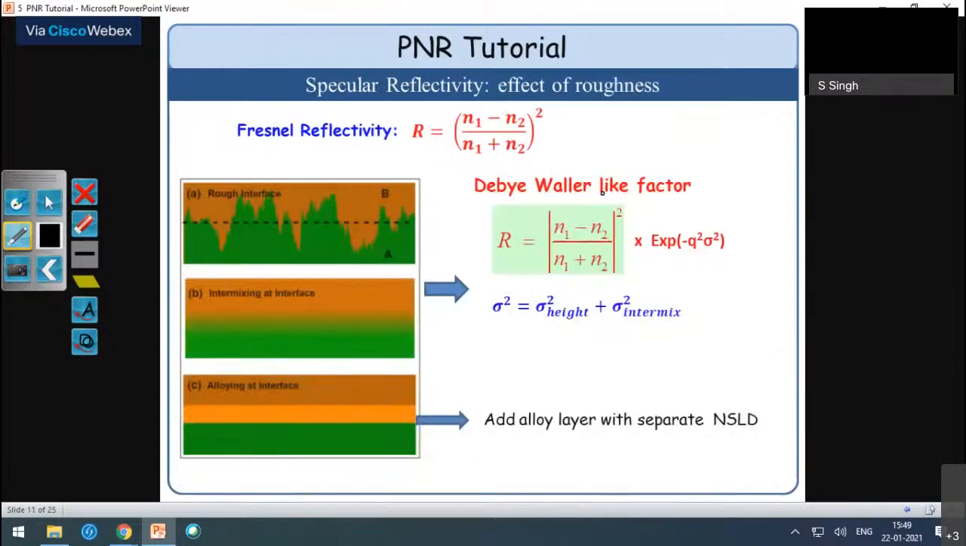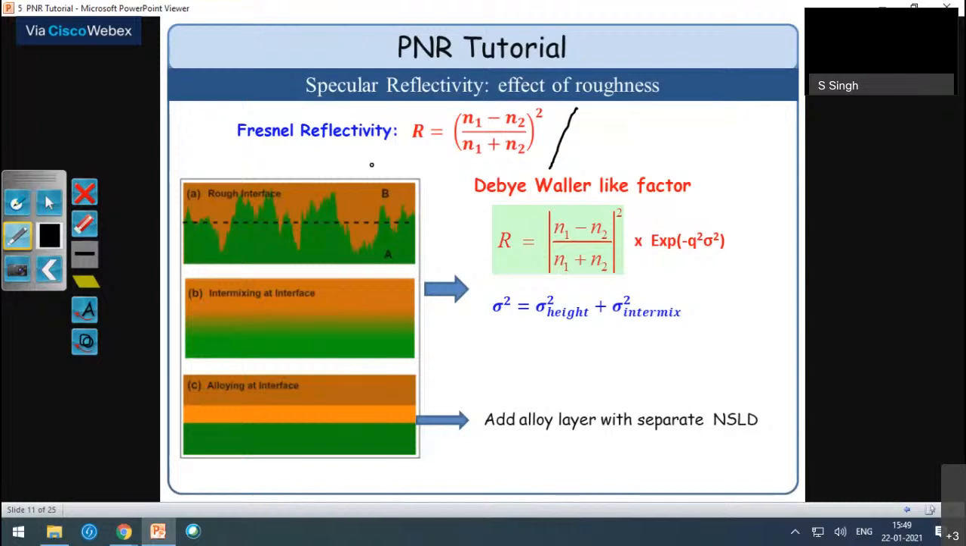Okay, so another thing in this tutorial, I want to say one of the important things which you want to use practically, especially in the case of polarized neutron reflectivity. So in theory, what we have studied is Fresnel reflectivity. It is nothing but (n1 minus n2) whole square by (n1 plus n2) whole square. So what does it say? Whenever neutrons see a change in refractive index, a fraction of it gives a reflection. Okay, and reflectivity is calculated like this.